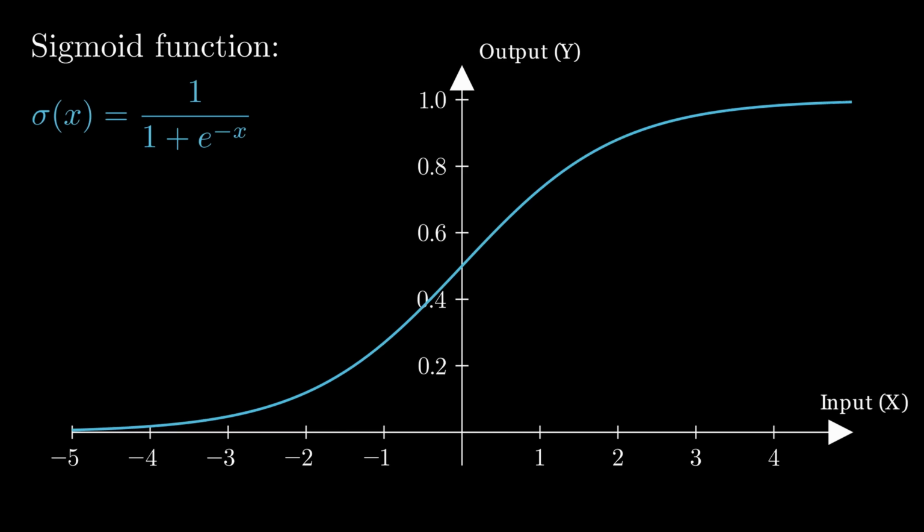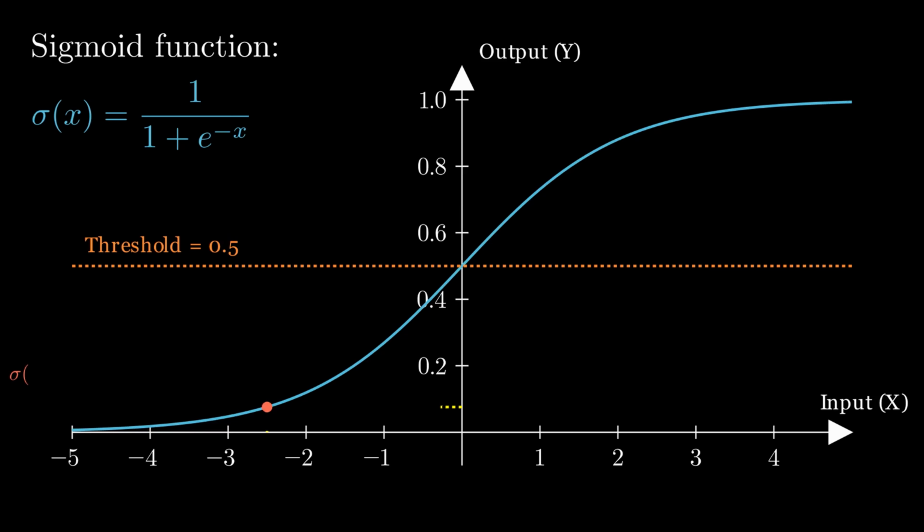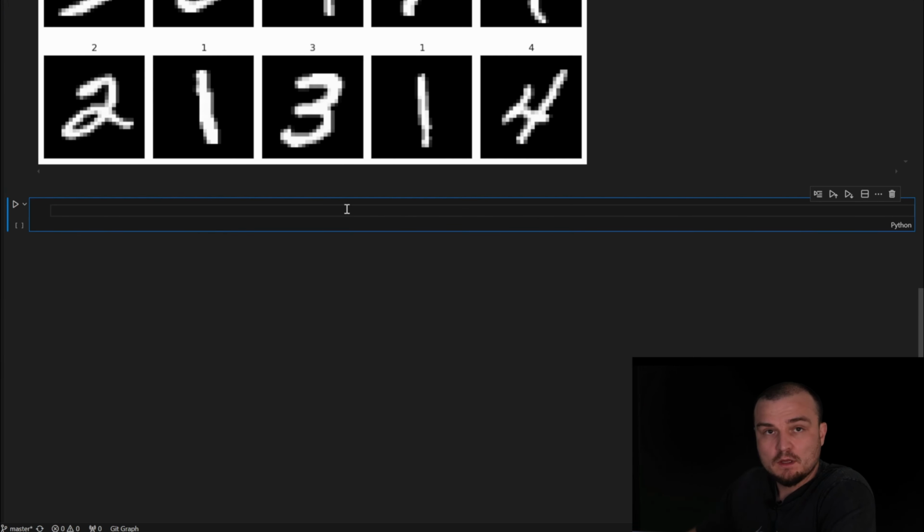Then we can set up a threshold and decide: if our value is less than, let's say, a threshold equal to 0.5, it means that we have class 0. If our value is higher than the threshold, it means that we have class 1. Let me show you how the sigmoid function works.